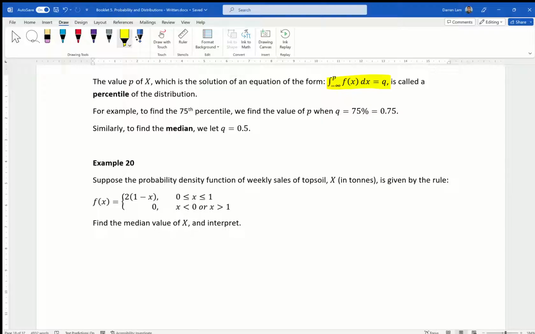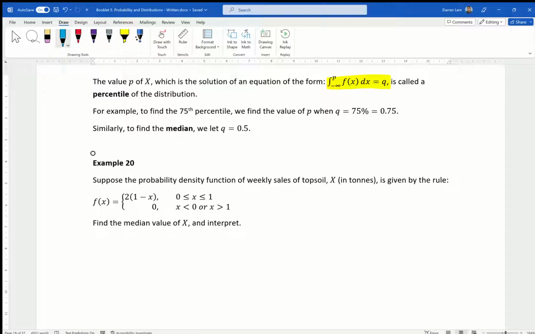For example, to find the 75th percentile, and at this stage I'm assuming we're pretty comfortable with our 5-number summary, mean, median, mode stuff, and if you don't know that, please refer back to year 7 or 8 mathematics. To find the 75th percentile, we find the value of p when q, or the final answer, is 75%, or 0.75. And on the other hand, if it's a median, we let q equal 0.5. I'm going to demonstrate what that looks like with a diagram, just so that we're clear.